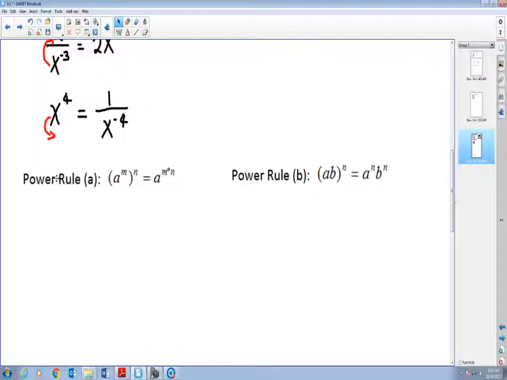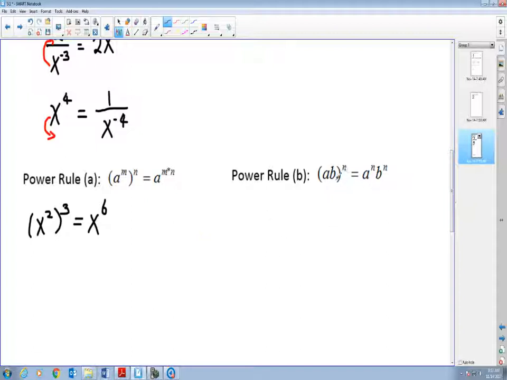We multiply the exponents. So in other words, if I have something like x squared, whole thing to the 3rd power, by the power rule, it tells me to multiply the exponents. So that means I get x to the 6th power. Alright, power rule B is saying the same thing.